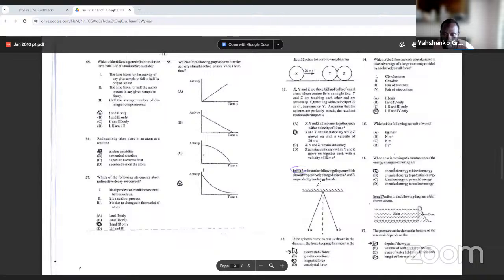It says A and B are positively charged, insulated, and suspended by an insulating thread. So what does that mean? Well, if A and B are positively charged, you should know that unlike charges attract, but like charges repel. Positive and positive are like charges. So A and B are going to repel each other.